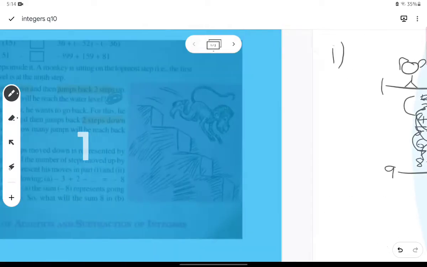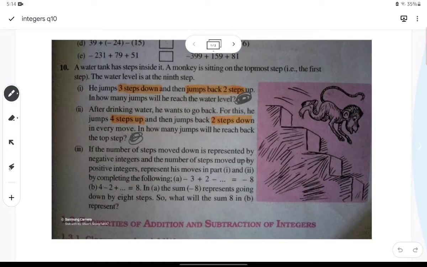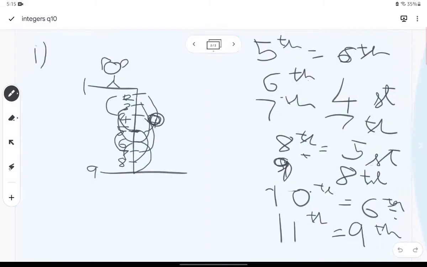So now let's solve the second subdivision. The second subdivision is based on moving up. He drank the water, so he is now moving up. After drinking water, he wants to go back. For this, he jumps 4 steps up and then jumps back 2 steps down in every move. In how many steps will he reach back the top step? So he needs to reach the first step. So now let's solve it.